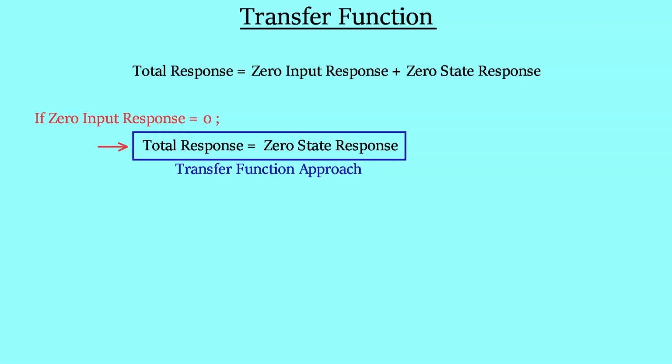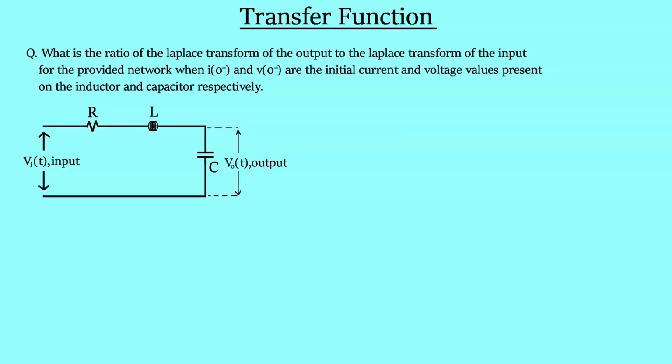Now try to understand this point through a question. In this question, you are supposed to find the ratio of the Laplace transform of the output to the Laplace transform of the input, and the initial current and initial voltage across the inductor and capacitor are also provided. You know, inductor and capacitor are energy storing devices, so these components can have non-zero initial state conditions. And since in the provided question they have initial values, the final answer or the ratio will not be the transfer function of the system.